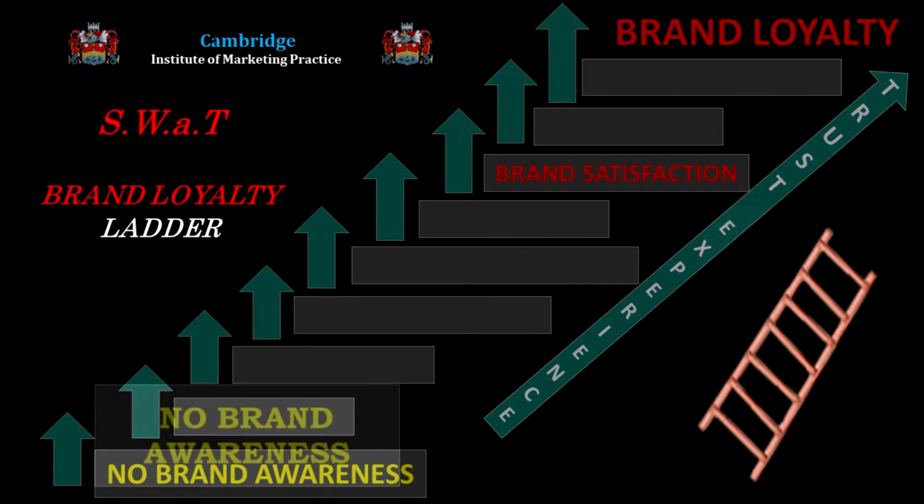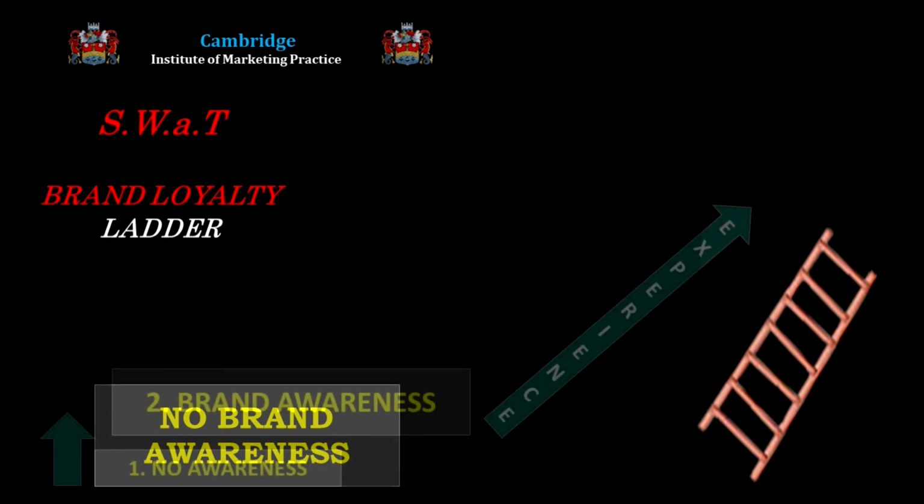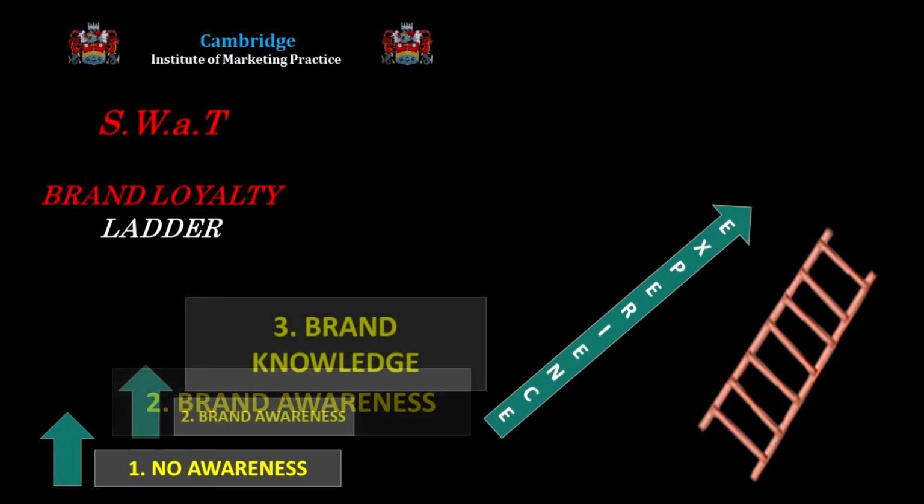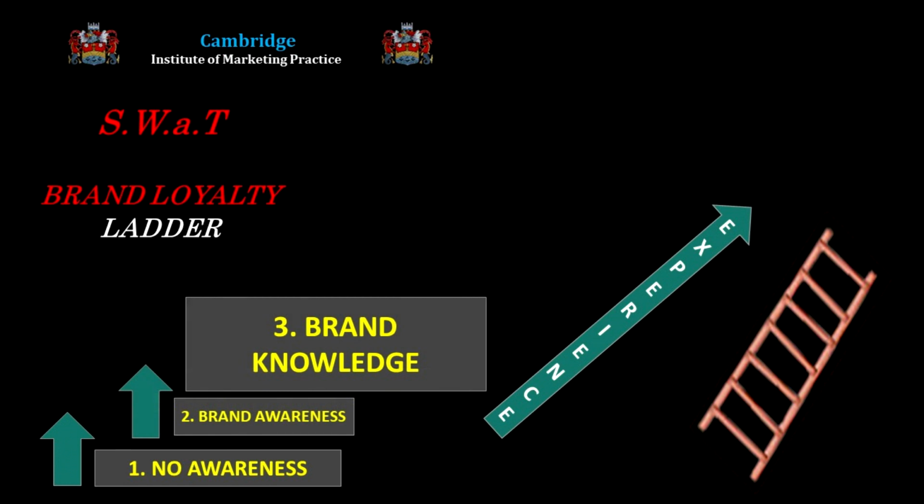Time to climb. Bottom rung, I'm unaware of the brand's existence. Rung number 2, I've heard of the brand, aware of the name, nothing about it, could be a can of beans, smartphone, watch or a car. Rung 3, knowledge. I've heard of the brand and know something about it. It's a soft drink, a pair of shoes, mobile phone, a band, an influencer, a person.